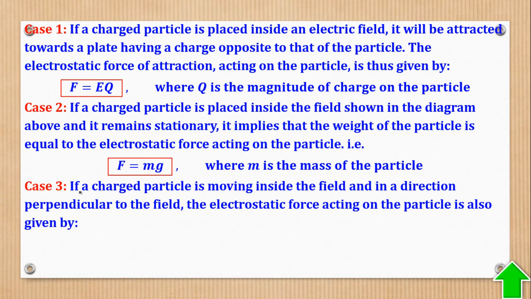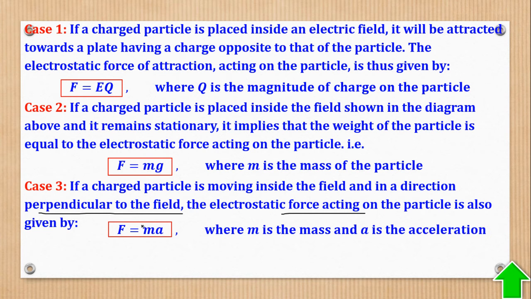Case 3 says, if a charged particle is moving inside the field and in the direction perpendicular to the field, the electrostatic force acting on the particle is also given by this. So we use Newton's second law that F is equal to ma. So m is the mass and a is the acceleration, and F is the electrostatic force, but it should be the resultant.